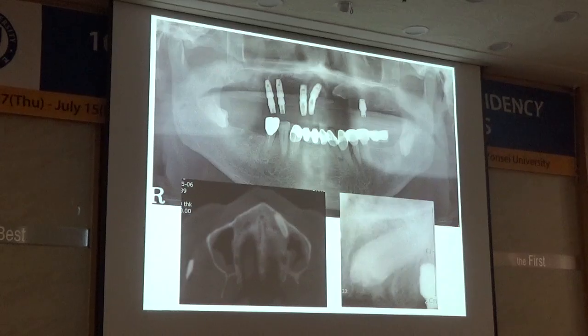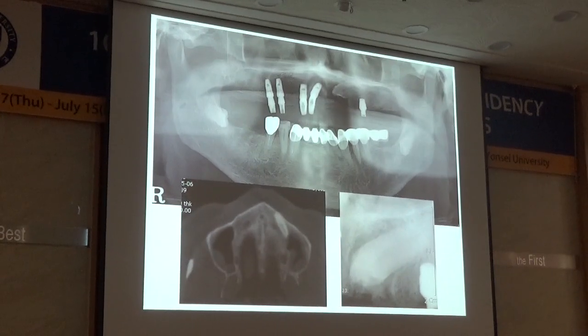And sometimes this kind of case is referred to my clinic. The general dentist wanted to put the implant on the full maxilla, but when he drilled on the canine side, he felt something different. And then we found that there is an infected canine. So a very ridiculous case, right? He had no idea of analyzing the panoramic X-ray before putting the implant.